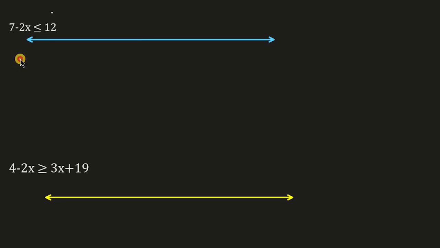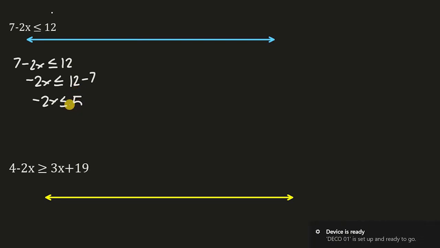That's 7 minus 2X is lesser or equal to 12. May iwan yung negative 2X. Ilagay natin yung 7 sa kabilang side ng equation. That will be 12 minus 7. And that's negative 2X is lesser or equal to 12 minus 7, guys, is 5. 12 minus 7 is 5. That would be equal to negative 2.